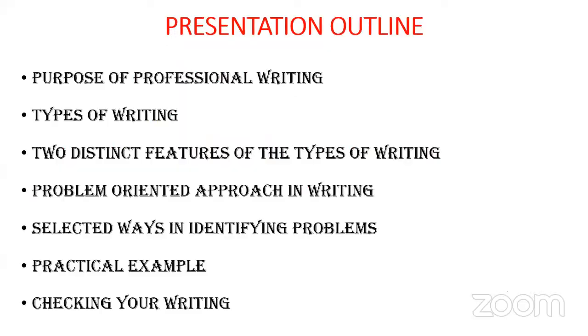So our presentation outline here, we flow from the purpose of professional writing to types. Then we look at the distinct features of these individual types. Then we look at the key thing, which is the problem-oriented approach in writing. Then we look at selected ways in which you can identify these problems, because some people will ask, how do I see this problem if I'm not working in the field? If I'm not maybe practicing, how do I find this problem? Then also we are going to look at a practical example, and we look at what we call checking your writing. So that will be the concluding part of it.